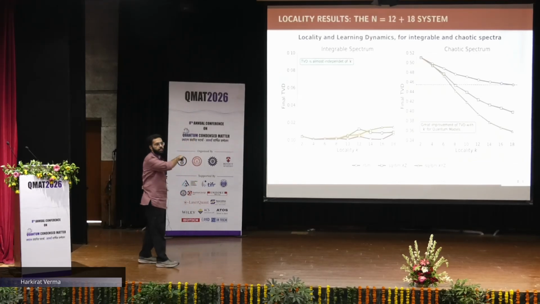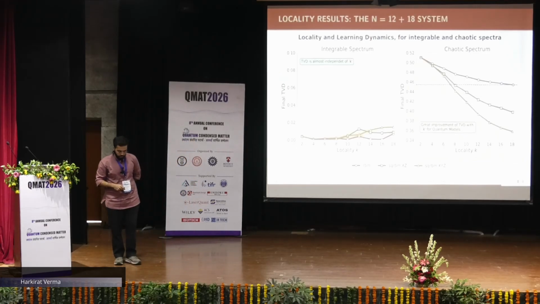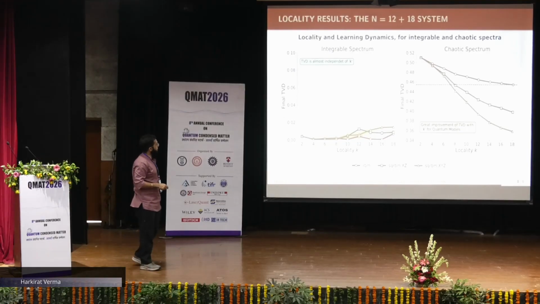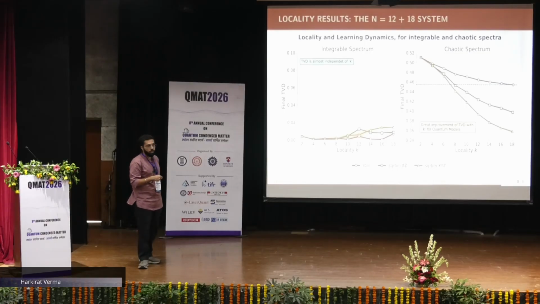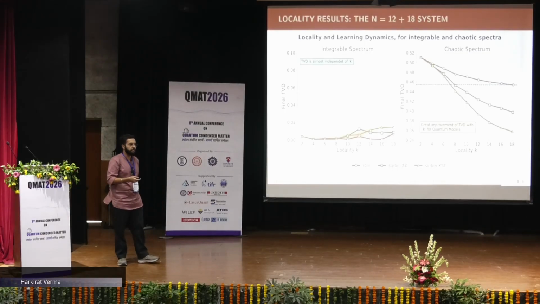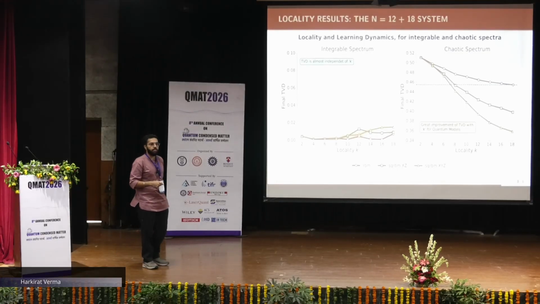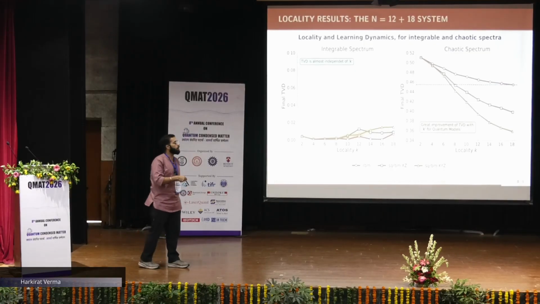So this is basically the slide that I want you all to focus on, where I've taken a 12 plus 18 system, which is 12 visible and 18 hidden units. All of these are qubits essentially. And I've simulated this system to learn 2 types of data sets. One is the integrable data set, something which is easy to learn, let's say, and one is a chaotic data set, which is hard to learn.